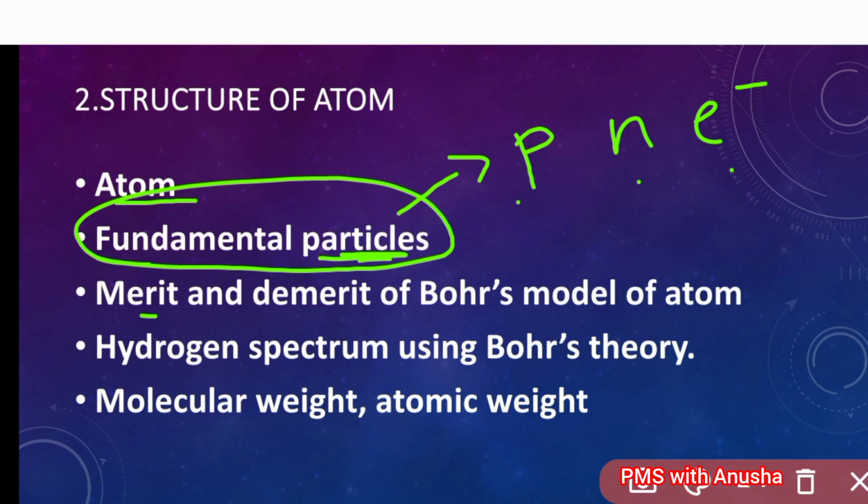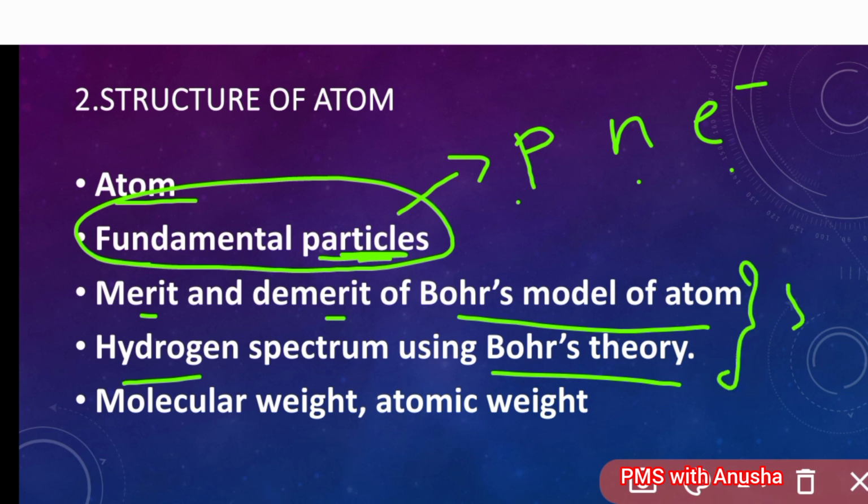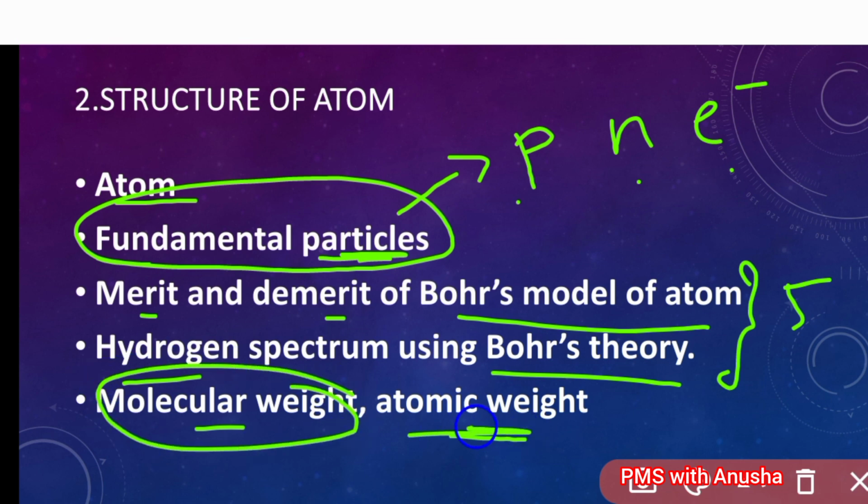After this, you have to study merits and demerits of Bohr's atomic model as well as hydrogen spectrum using Bohr's theory. Both of these 2 questions carry 5 marks. After this, you have to study molecular weight as well as atomic weight definition, their calculation, atomic weight values, and also equivalent weight definition.